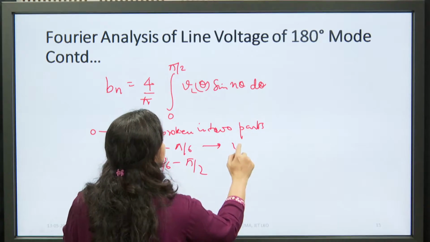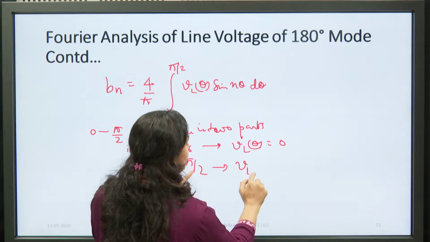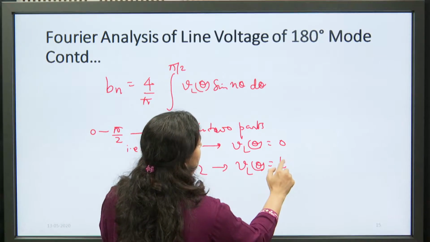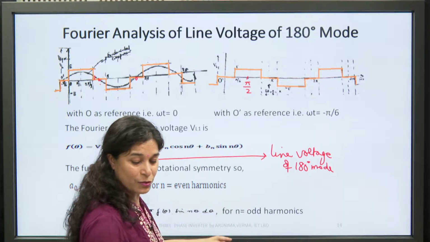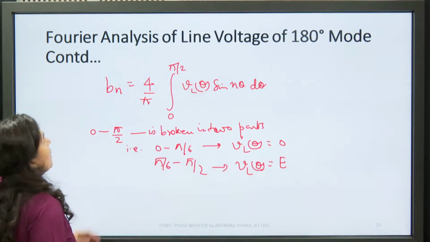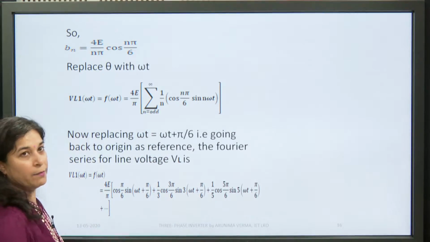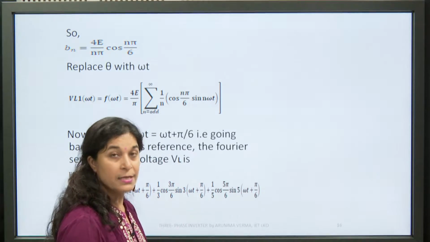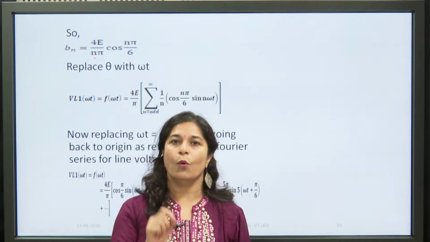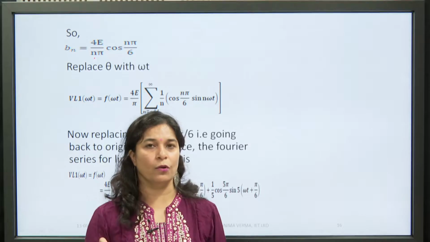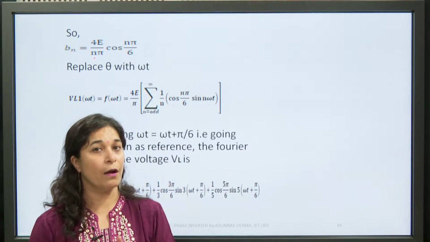Now, from 0 to pi by 6, VL of theta is 0, and from pi by 6 to pi by 2, VL of theta has a value E. Is it clear? So, continuing with that, putting the limits and calculating Bn, you get the value as 4E by n pi cos n pi by 6. Here n will be varying as 1, 3, 5, 7, 9 and so on. That means only odd harmonics; Bn is to be calculated only for odd harmonics.